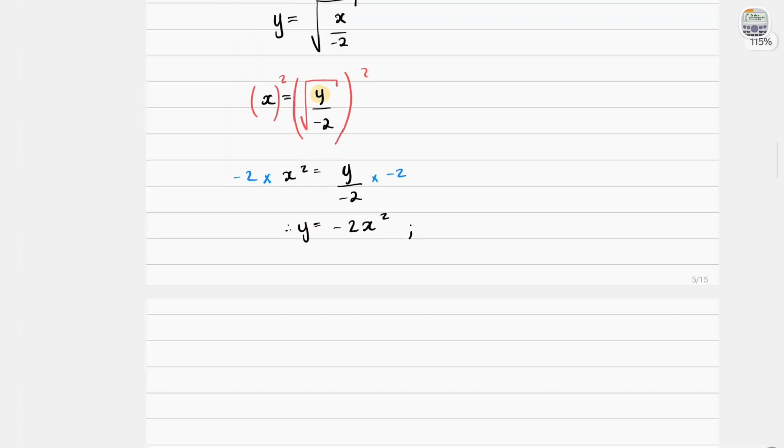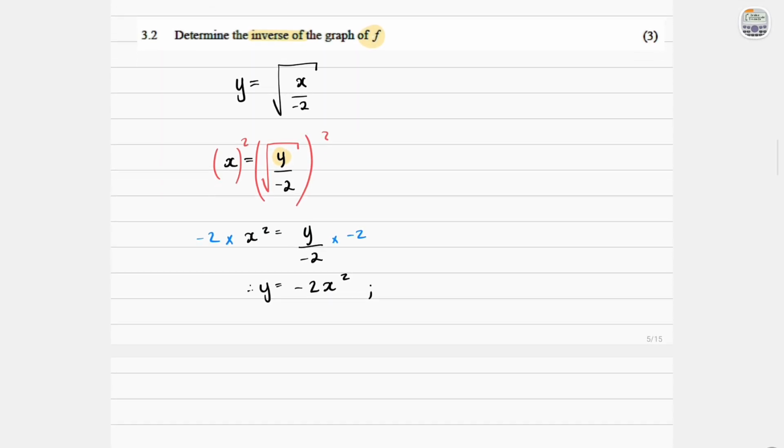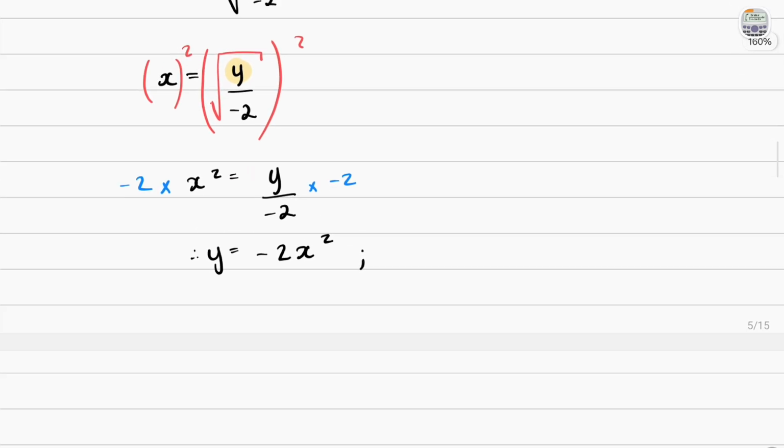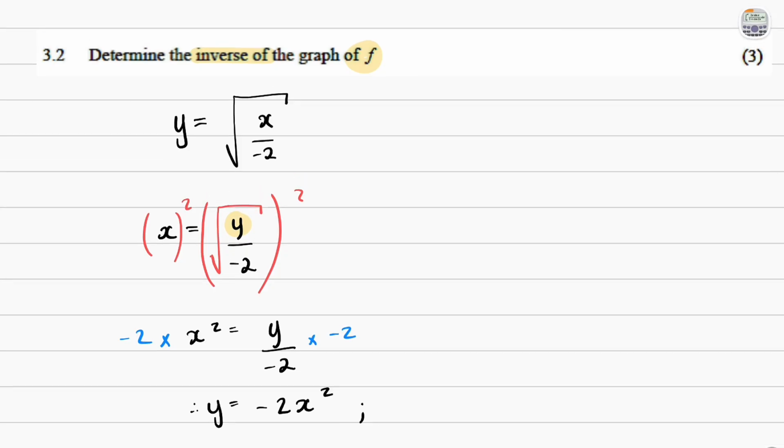Of course, we can tell them the domain, and we could have also just set the constraints all through here, but they didn't really specify that we needed to. So we can just tell them the values of x for which this graph will exist, because the original graph was restricted. The original graph's domain was x is less than or equal to 0.